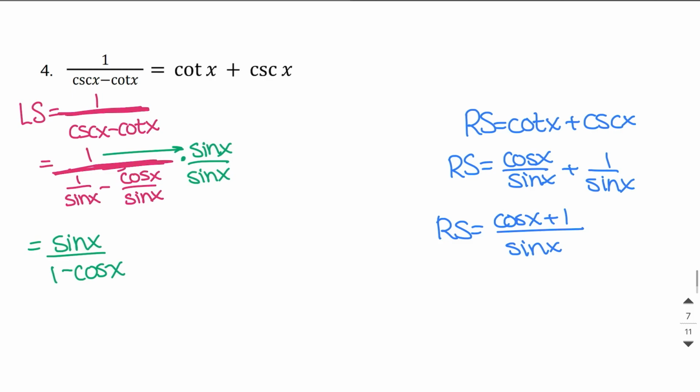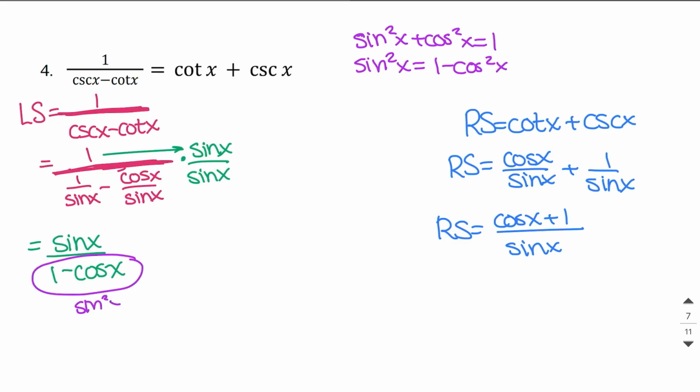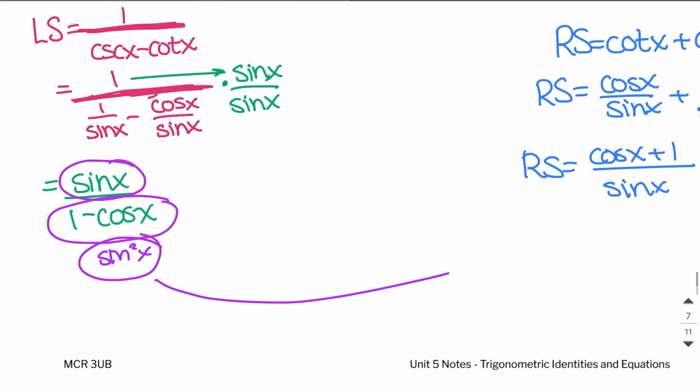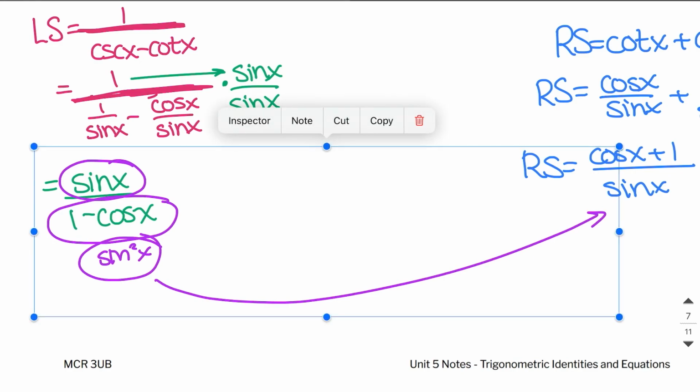Man, it would be really cool if I could have a sine of x in this denominator right here, right? I can't get a sine of x in this denominator here, but I can get a sine squared of x, because remember that if sine squared of x plus cosine squared of x equals 1, then we can say that sine squared of x is equal to 1 minus cosine squared of x. So if I can get this right here to say sine squared of x somehow, then one of these sine squareds is going to cancel out with one of these sines. And then I've got a common denominator of sine of x.